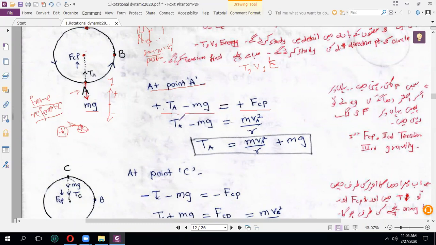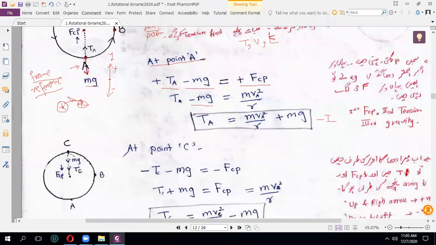Understood? So TA minus mg equals FCP, and we know the formula of centripetal force, mv square upon r. Now here v square is represented by vA square. Why? Because we are calculating the tension as well as the velocity at position A. Now take this minus mg to the right side. What do we get for the tension formula? TA is equal to mvA square upon r plus mg. So this is the formula of position A tension, correct?